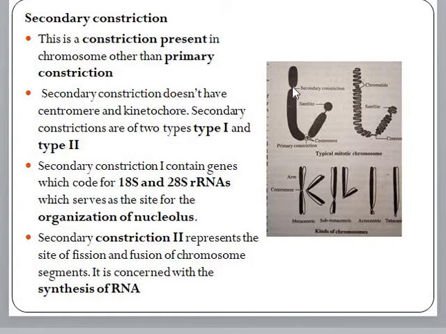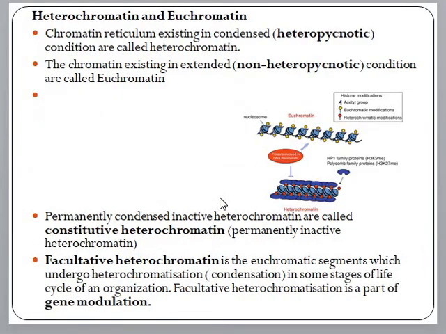The secondary constriction type 1 contains genes which code for 18S and 28S rRNA, and these RNAs are present in the nucleolus and are concerned with the organization of the nucleolus. Secondary constriction 2 represents the site of fission and fusion of chromosome segments, and its function is synthesis of RNA. So a chromosome contains centromere, arms, telomere and secondary constriction.